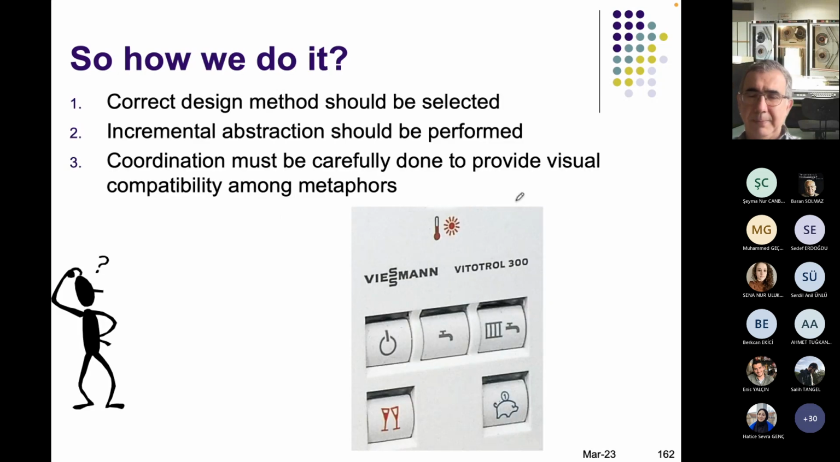So how do we do it? The general approach will be we need to first select the correct design method, fix the level of abstraction, and start from the real object and go to abstraction step by step for all the icons. So all icons must be similar. Compatibility among metaphors is essential.